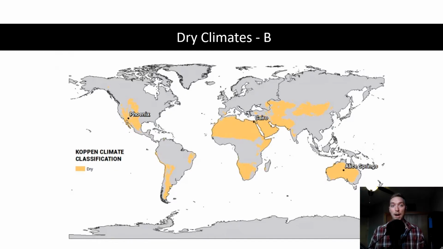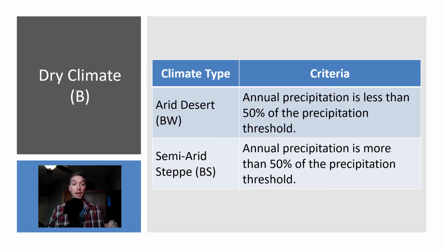Here we see the distribution of B climates, on those mid-latitude or low mid-latitudes, so around 20 or so degrees north and south. We see prominent areas of the desert Southwest, the African deserts, the Australian deserts, the Atacama in South America, and then most of the Middle East. And here we have the 2 subtypes: arid deserts, where annual precipitation is less than 50% of the precipitation threshold, and semi-arid steppes, or BS, where annual precipitation is more than 50% of the precipitation threshold.